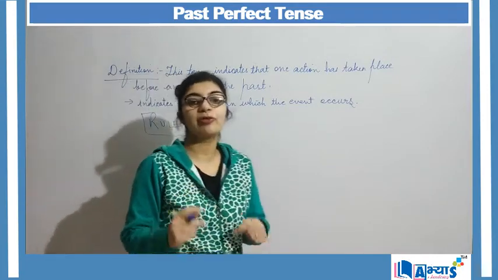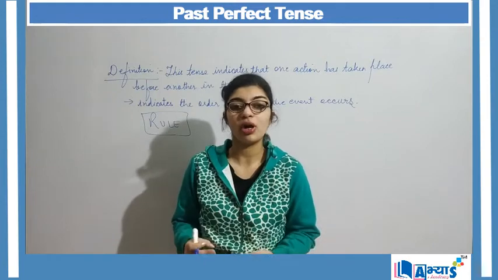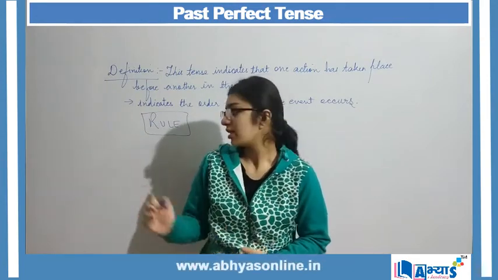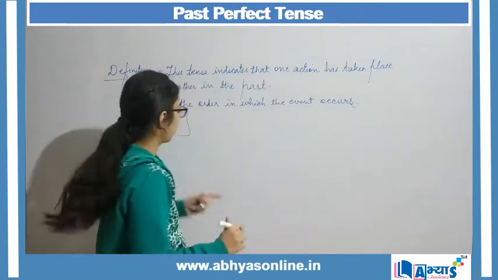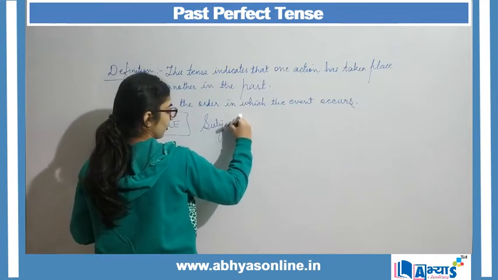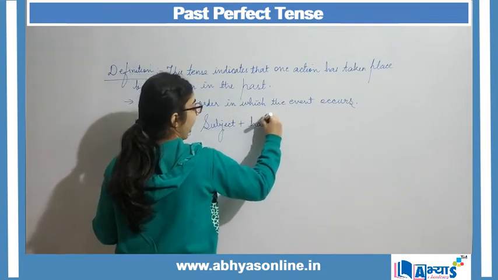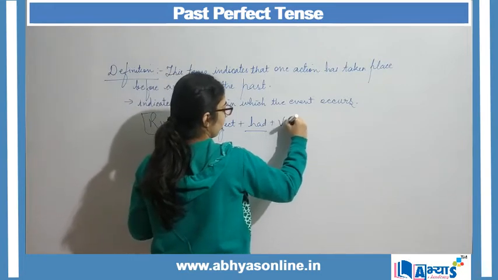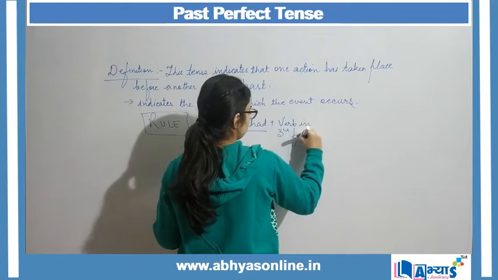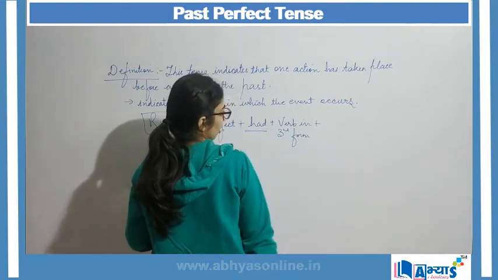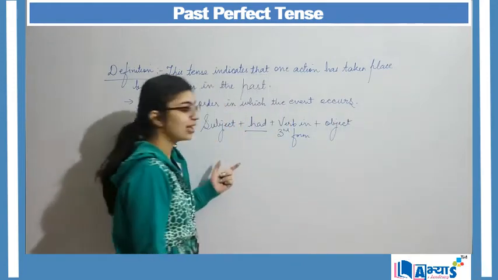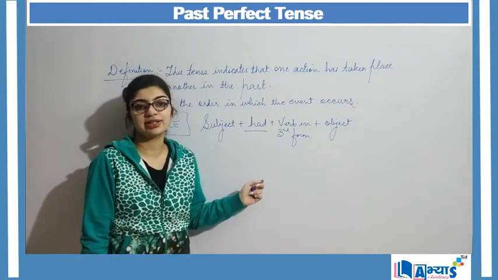You always have to implement some things or important terms with the help of rules. So the rule to indicate past perfect tense is: subject plus had plus verb in third form plus the object. This is the rule for past perfect tense.